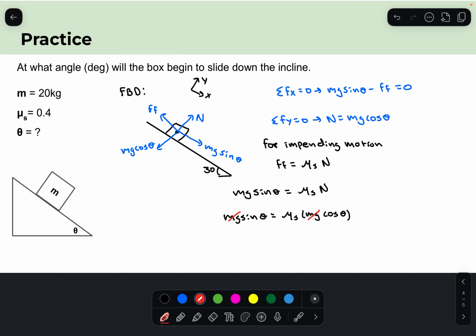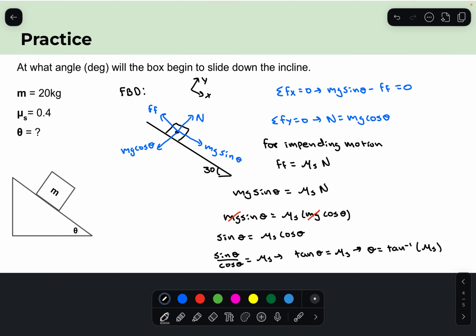So then we are left with sine of theta equals mu s cosine of theta. Divide each side by cosine of theta, we get sine of theta over cosine of theta is equal to mu s. Take that a step further, sine over cosine, that's a tangent. Tangent of theta is equal to mu s. And to reduce that even more, we get that theta is equal to the tangent inverse of mu s.